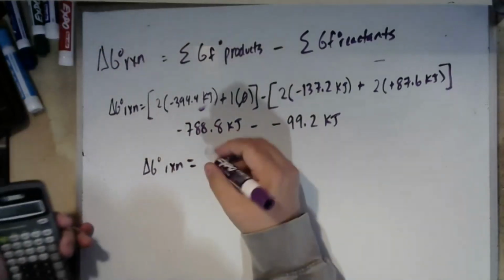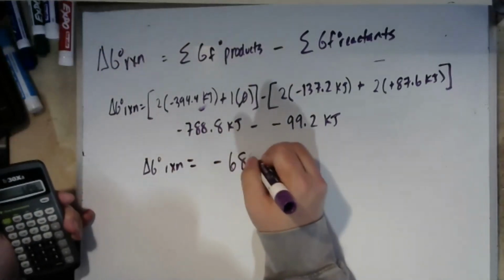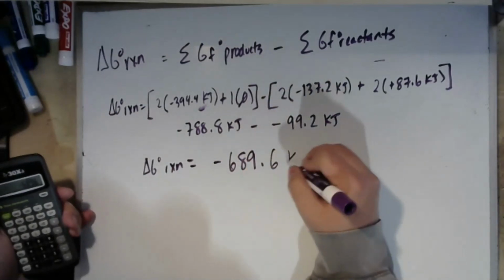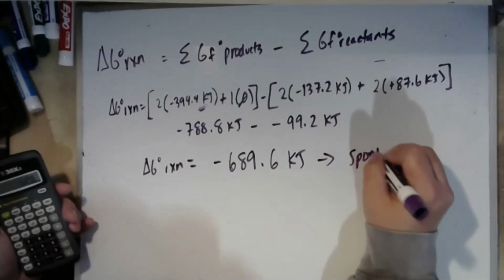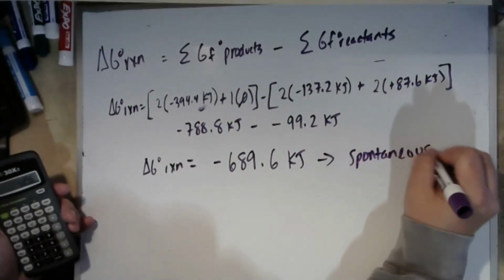Okay, and we get a delta G for this reaction of negative 689.6 kilojoules. Our delta G value is negative. This reaction is spontaneous.